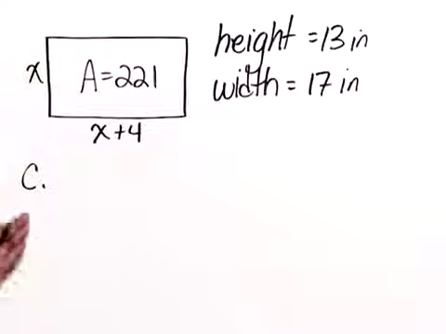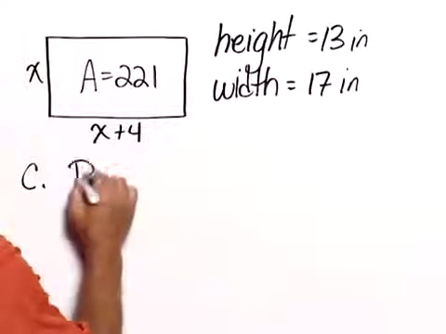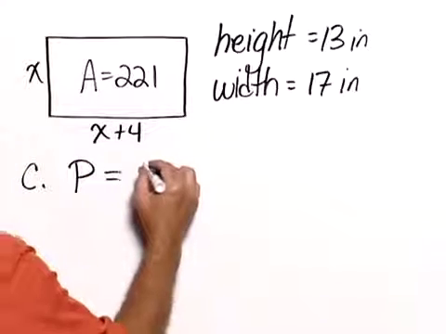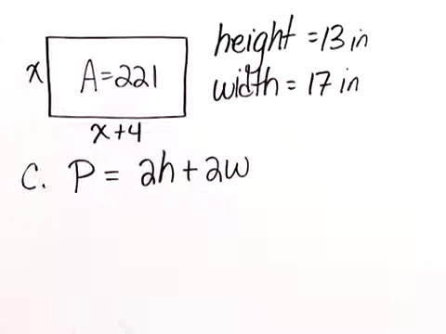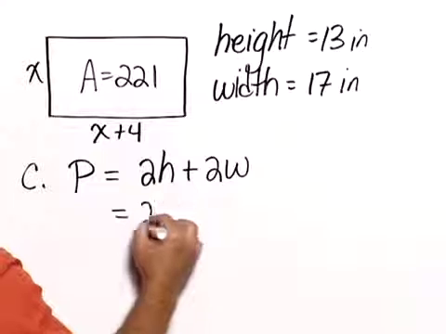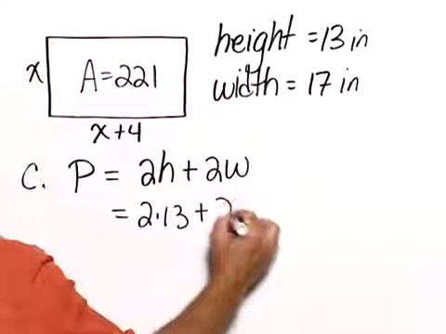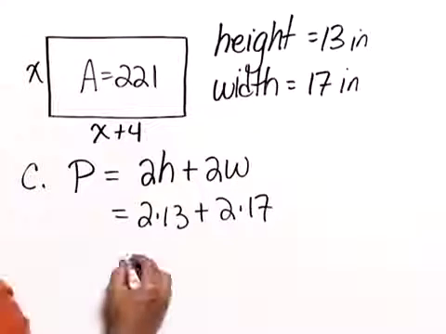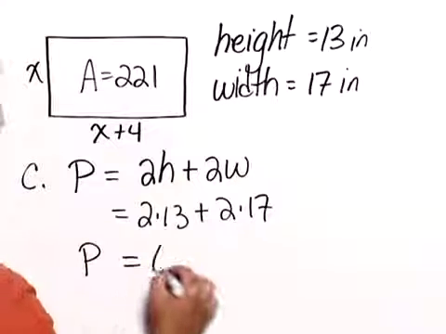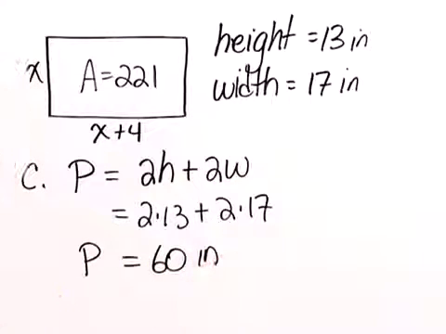For part C, we were to find the perimeter, and the perimeter of a rectangle in this case would be 2 times the height plus 2 times the width. And we have that the height is 13 and the width is 17. So it's 2 times 13, which is 26, plus 2 times 17, which is 34. And so the perimeter would be equal to 60 inches.